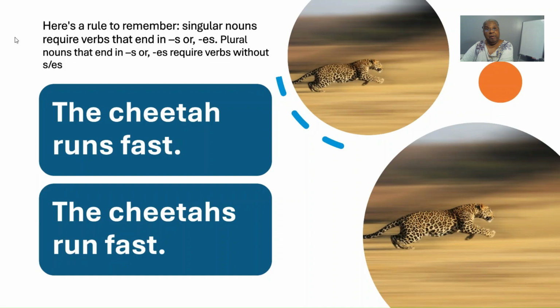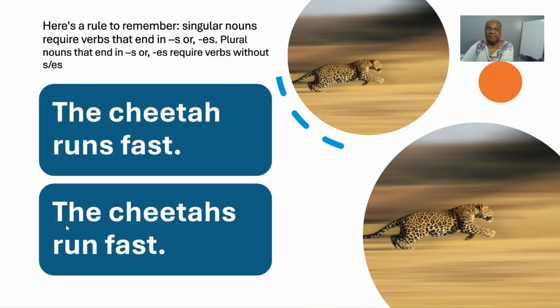Here's a rule to remember. Singular nouns require verbs that end in S or ES. Plural nouns that end in S or ES require verbs without S or ES. Let's look at the first sentence. The cheetah runs fast. Here we're talking about one cheetah, therefore the verb must end in S.